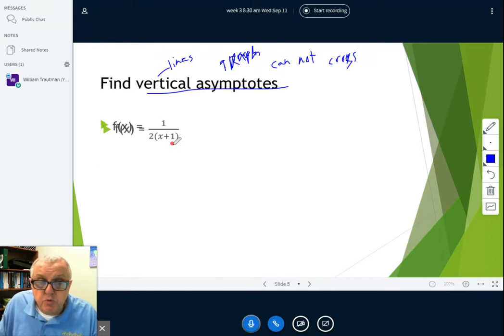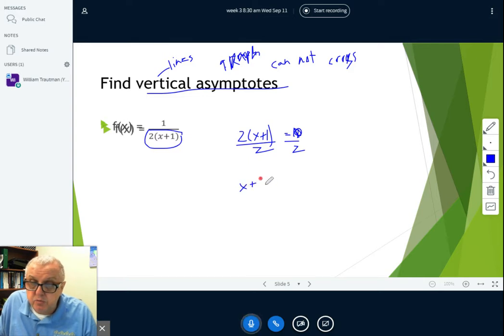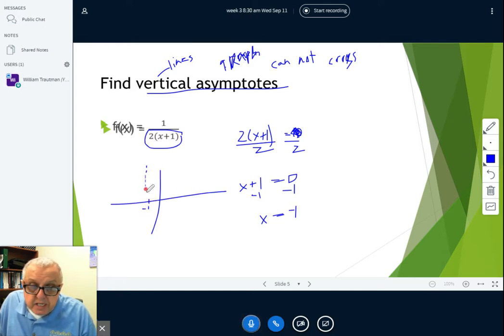So if we look at this graph on a calculator, where do you think the asymptote is? The asymptote is whatever makes the bottom equal to 0. And if you look, 2x plus 1 equals 0. If I divide by 2, nothing happens. I get x plus 1 equals 0. If I subtract 1 now, x equals -1. So on our graph paper, at x = -1, there should be an invisible line that your graph cannot cross.